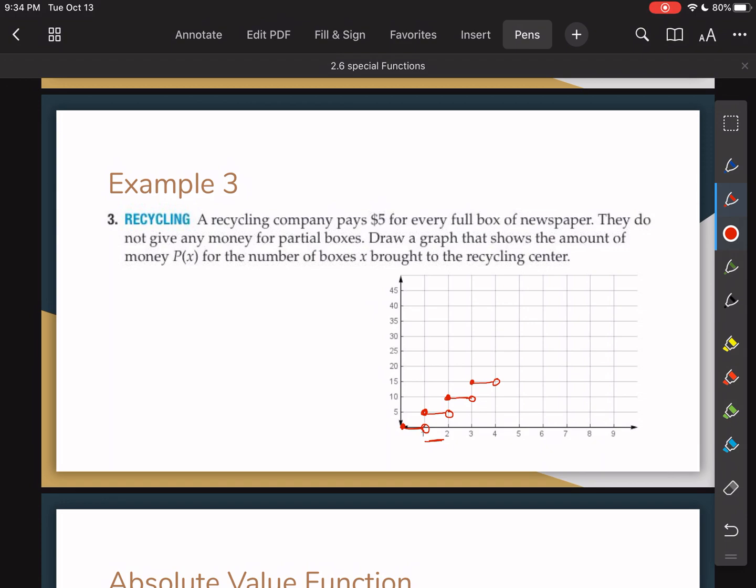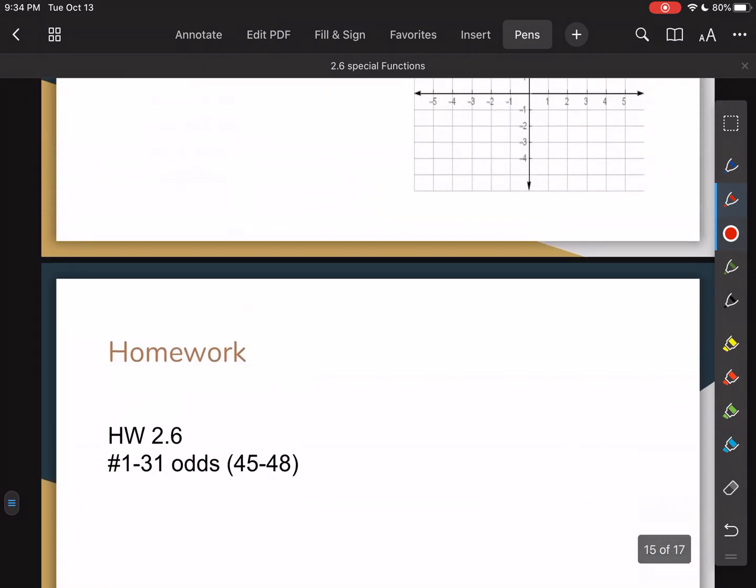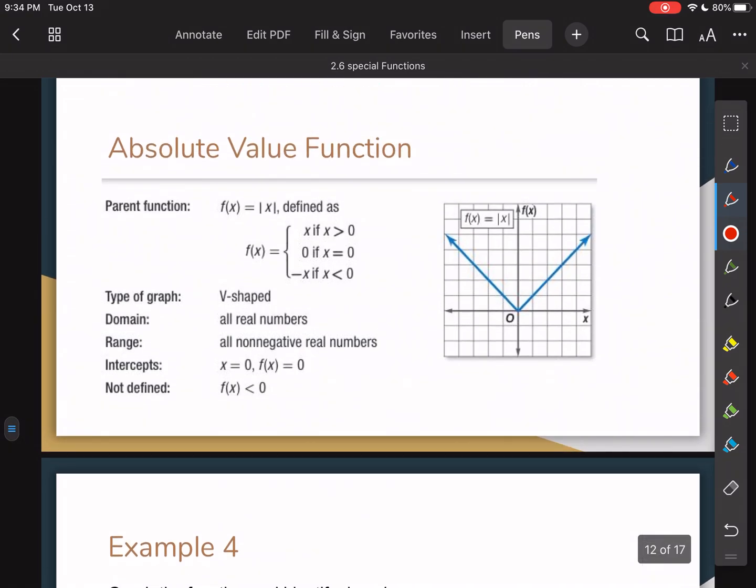where typically it's only when we're dealing with whole numbers, like an example like this with the recycling. And that would just continue on and on, but I'm going to stop it right there for the sake of time. Okay, we have a couple more of these. We just have the absolute value function with a couple of examples, and then you're on your own. Sorry, this is going to be a little bit of a longer video. That's all right. So the absolute value function looks like a V.